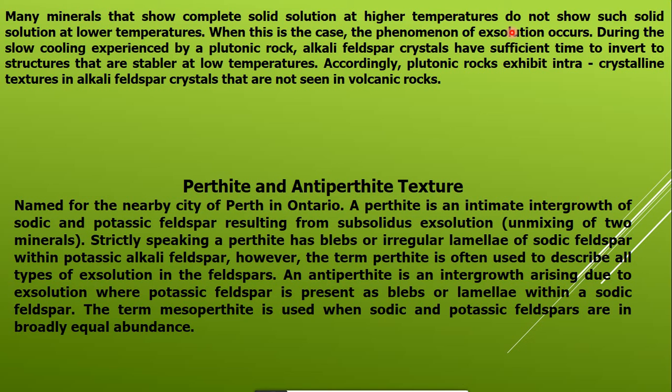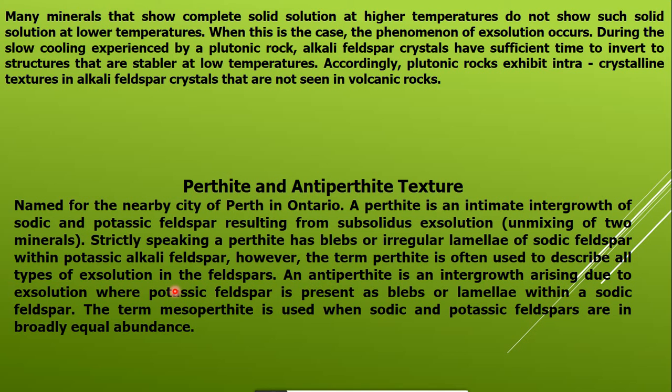Come to the perthite and antiperthite texture. Named for the nearby city of Perth in Ontario, a perthite is an intimate intergrowth of sodic and potassic feldspar resulting from subsolidus exsolution, unmixing of two minerals, that is exsolution. Strictly speaking, a perthite is blebs or irregular lamellae of sodic plagioclase within potassic alkali feldspar. The potassic alkali feldspar is the host mineral for sodic plagioclase. However, the term perthite is often used to describe all types of exsolution in the feldspar.